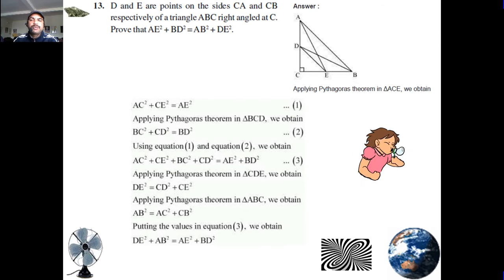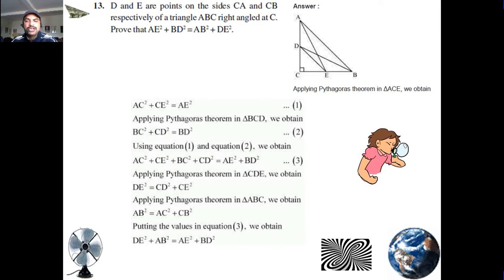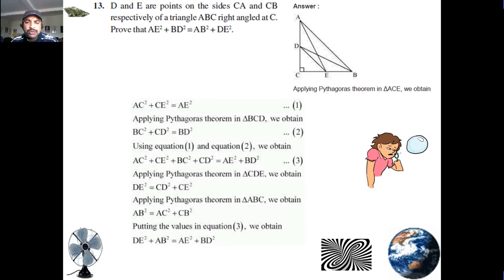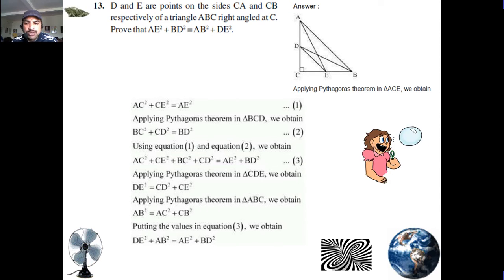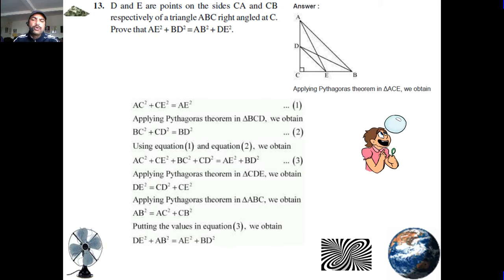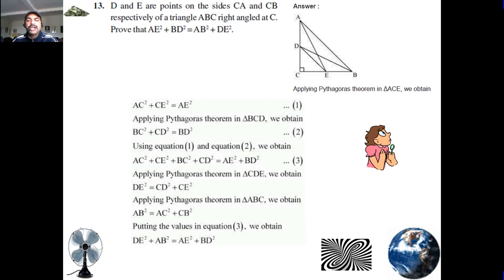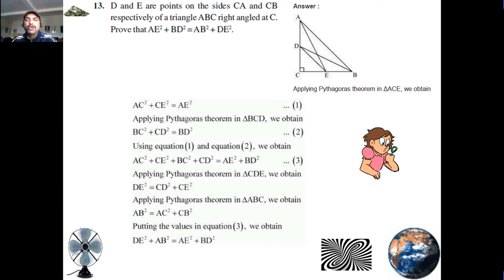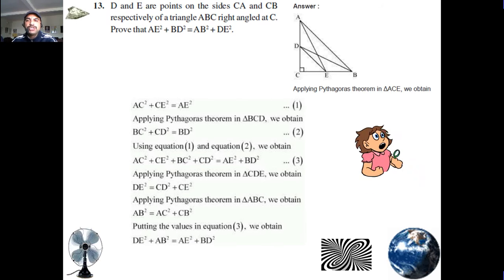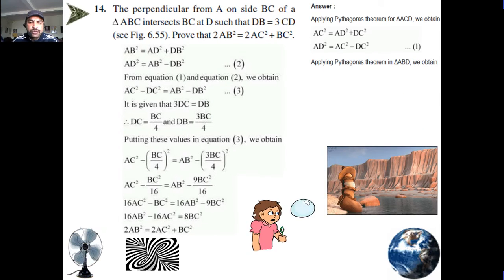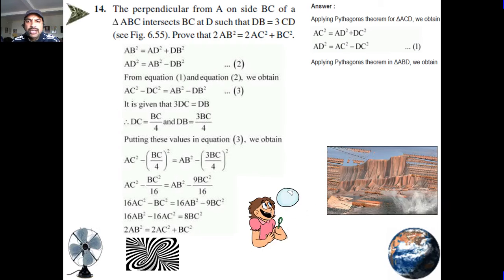Applying Pythagoras theorem in triangle CDE, we obtain DE square plus CD square equals CE square. Applying Pythagoras theorem in triangle ABC, we obtain AB square is equal to AC square plus CB square. Putting the value in equation number 3, we obtain DE square plus AB square is equal to AE square plus BD square. Now students, there is the next question.